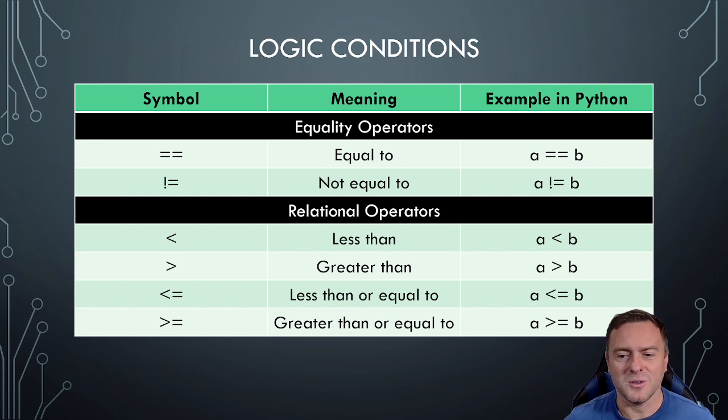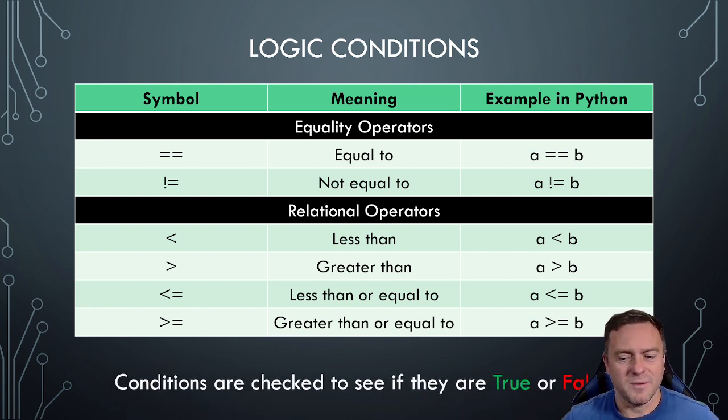Then for the relational operators, you also have the less than and the greater than symbol. And then if you want to check less than or equal to, or greater than or equal to, you basically have to put an equal sign at the end. So those are the 6 really important logical condition operators that you need to be aware of. And they always evaluate down to be either true or false.